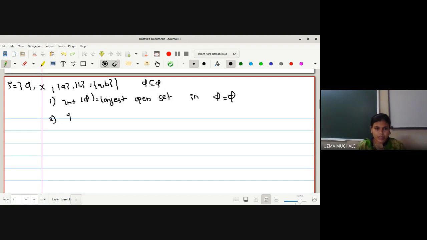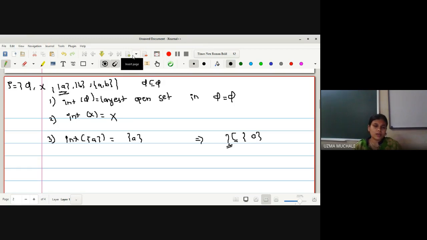Now let us go for finding the interior of X. What is the largest open set contained in X itself? X. Okay, let us go for the third one. What is the interior of singleton A? What is the largest open set contained in singleton A? A. What is our aim to find out here? So I can say singleton A itself is the largest open set, because we are provided with the topology, so we can take the open sets from the topology itself.